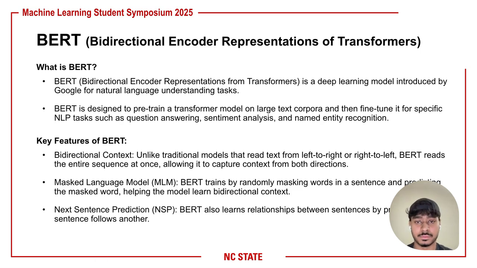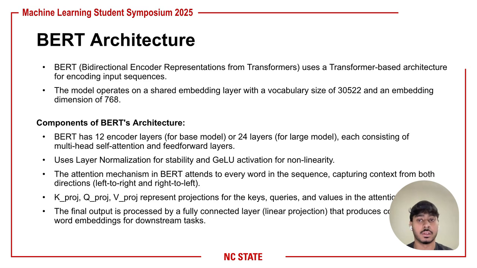Our final model was BERT. BERT stands for Bidirectional Encoder Representations from Transformers, and it's a deep learning model introduced by Google for NLP tasks. We noticed that using a pre-trained transformer model designed for NLP tasks would provide the best results. BERT also reads text bidirectionally, which means it considers the entire context at once, which makes it highly effective for NLP tasks.